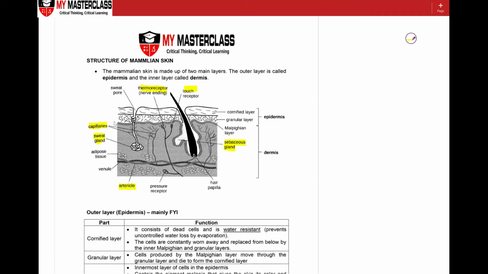Okay. We also have arterioles. So arterioles and capillaries are both involved in the amount of blood that is being brought to the skin surface, be it during a cold day or during a hot day.